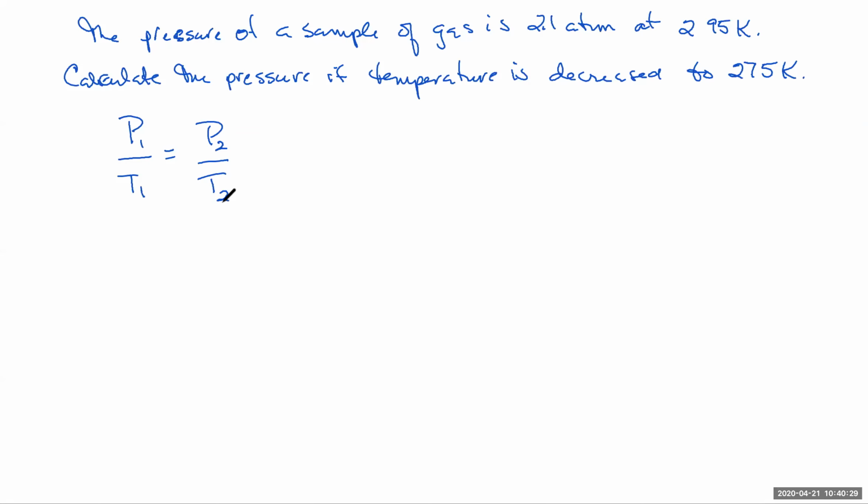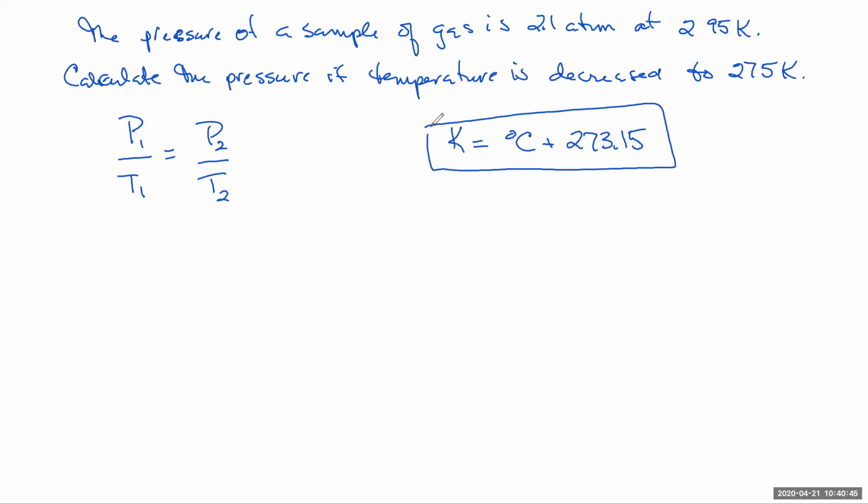So temperatures always have to be in Kelvin. If in a problem they're given to you in Celsius, you need to convert to Kelvin. Remember, Kelvin is equal to the temperature in Celsius plus 273.15. All right, so you're going to need this often in the problems.